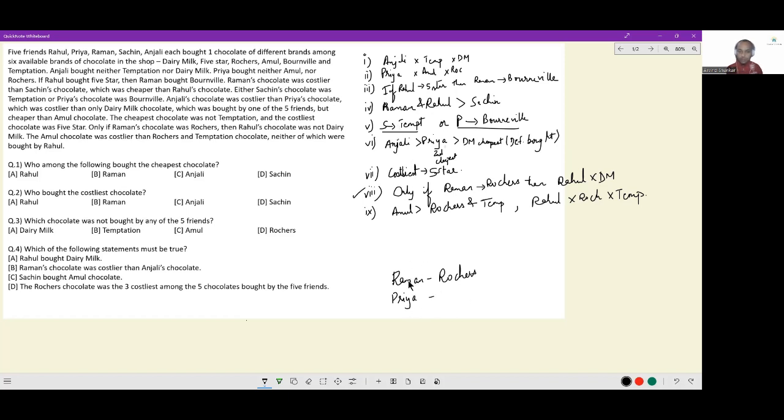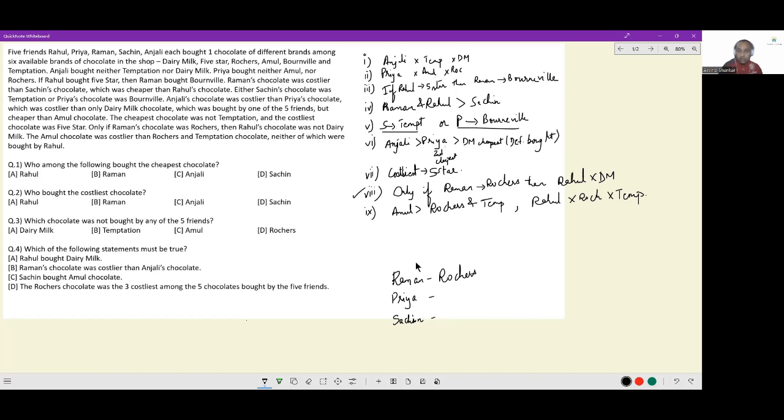Now see, Sachin is also supposed to be lower than Raman, according to point 4. So Sachin is here. Now the two friends that are left are Anjali and Rahul. Sachin is done, Raman is done. Anjali and Rahul.